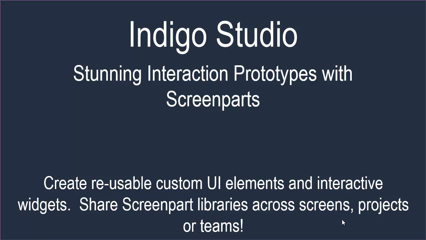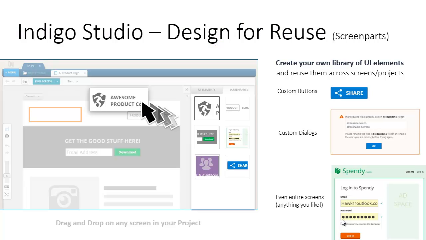But what we've done in Indigo Studio with 14.1 is really help you build out better interactive prototypes with something we call screen parts. So screen parts are reusable custom UI elements and interactive widgets that you can create. Basically anything on the screen can become a screen part, and then you can share those libraries across screens, projects, or teams. Why is this important? This is important because when you're building out an application, a lot of the stuff on the screen might be the same from screen to screen.